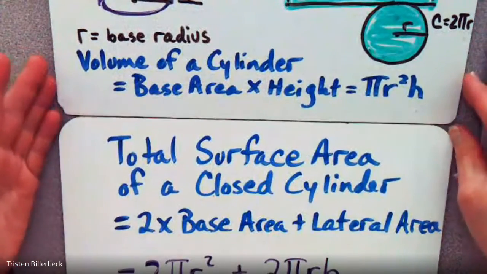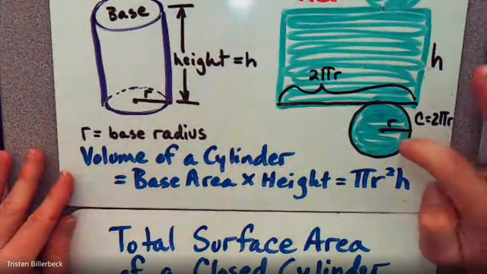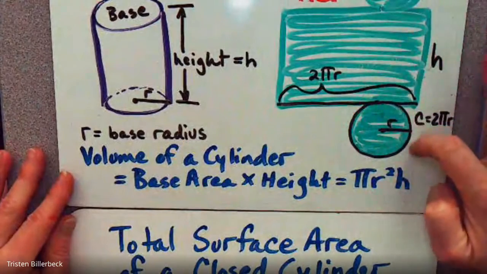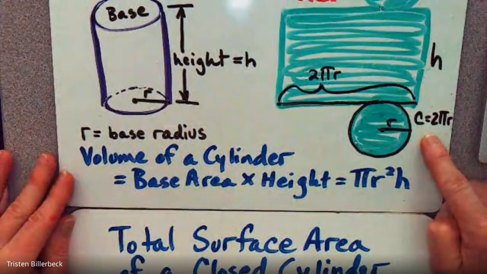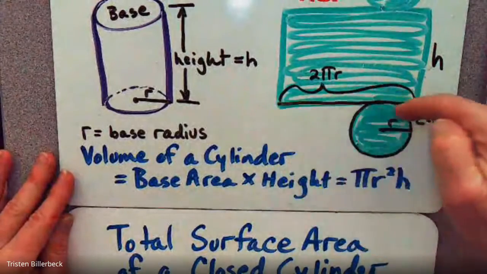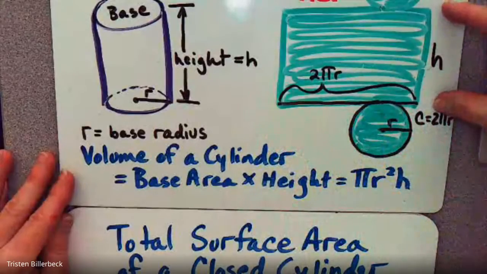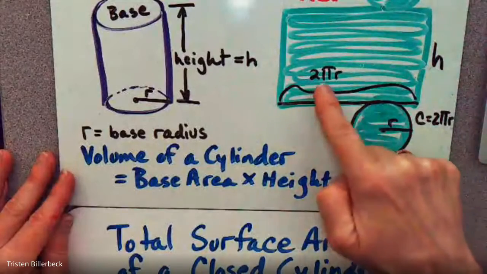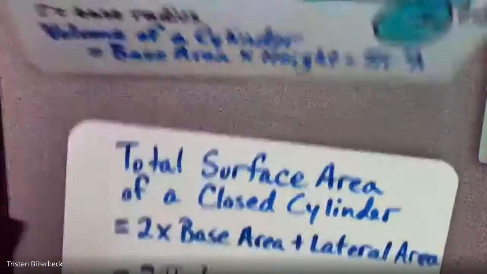How do we find the lateral area? Instead of finding the flat area, we need to find the outside of this circle, otherwise known as the circumference, which is 2 pi r. If we lay out that outer rim, this length here is 2 pi r, and this length here is the height of the cylinder. So the area of this lateral surface would be 2 pi r times h. And that's exactly what the surface area formula is.